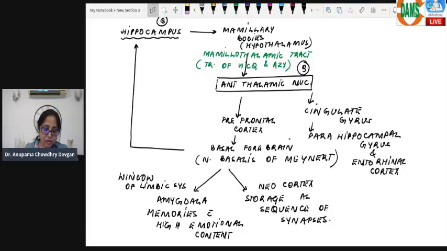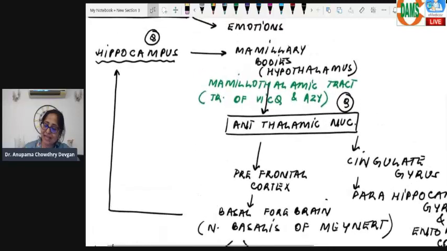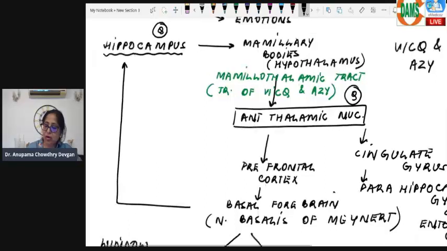All right, so this is the window of the limbic system. Literally, if you want to know what is inside a house, you peep through the window. So when you look at the emotional makeup of a person, the window is the amygdala. Everything which has a high emotional content will pass through the amygdala. The tract is the tract of Vicq d'Azyr, the mammillothalamic tract. All right. This is your Papez circuit.